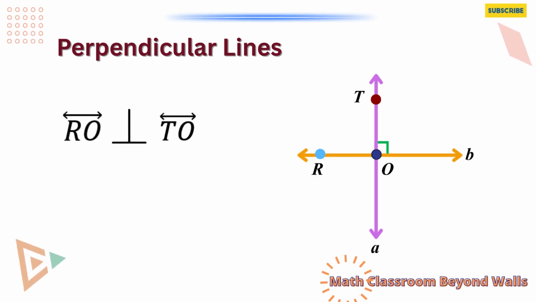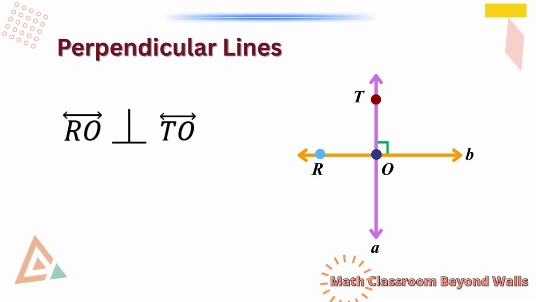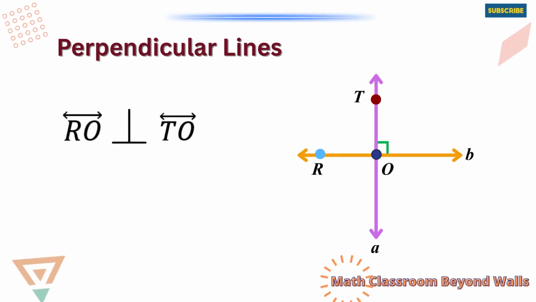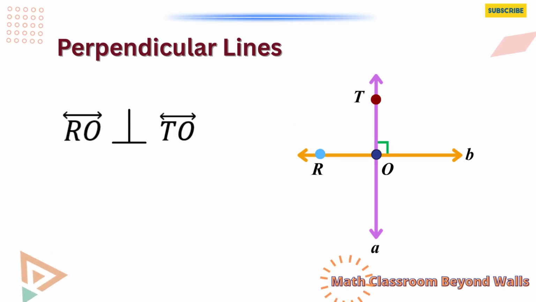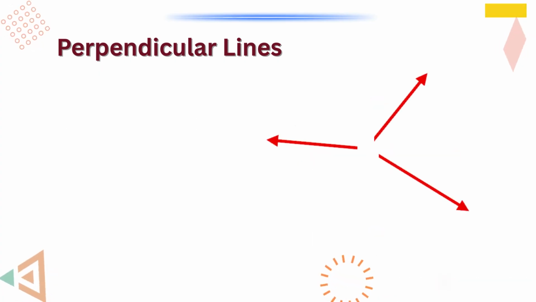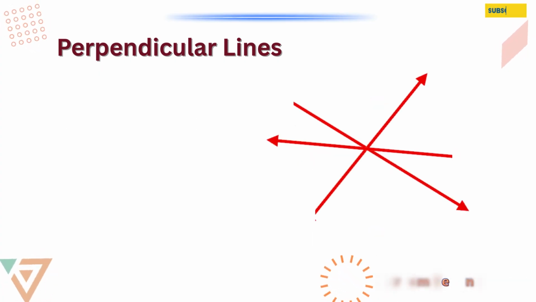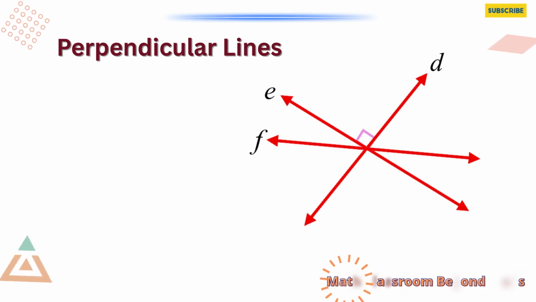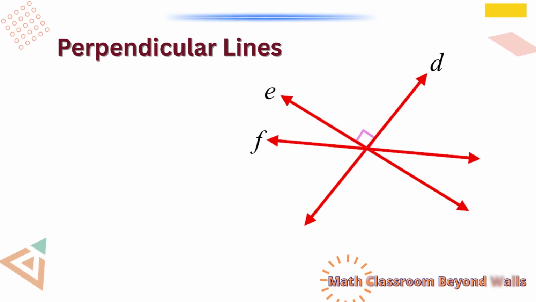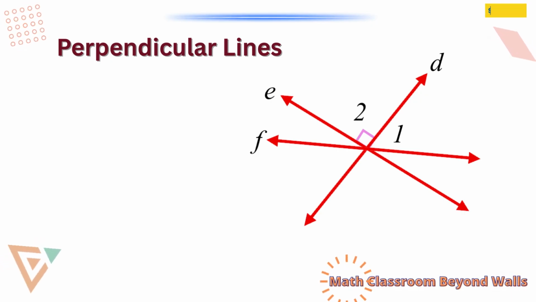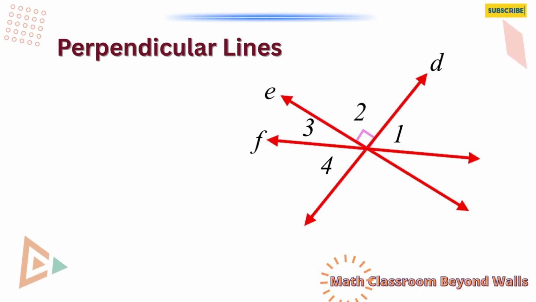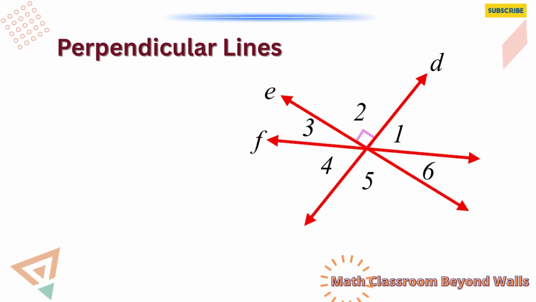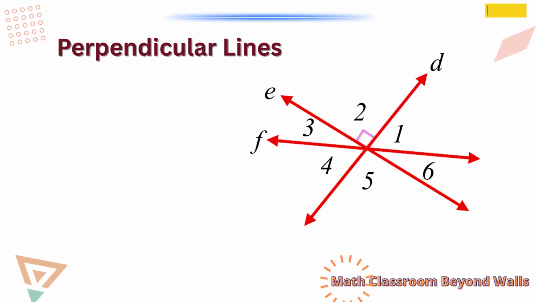Because rays and line segments are part of a line, they may also be described as intersecting when the lines containing them are intersecting. Let us have this diagram, learners. We will name the lines as lines D, E, and F, and the angles as angles 1, 2, 3, 4, 5, and 6 in our diagram to make it easy for everyone to follow and understand the discussion.